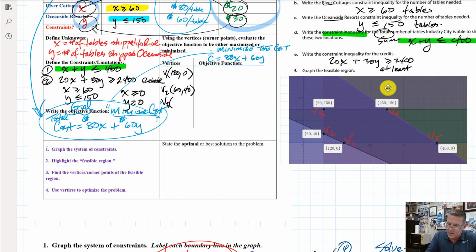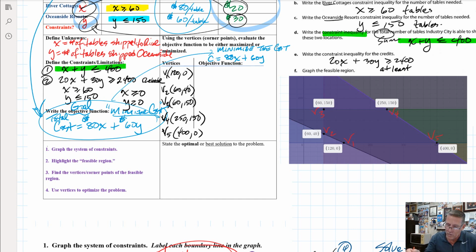V3, 60, 150. V4, that's 250, 150. And then the fifth one here, 400, 0. So once you write down all your vertices here, then you can get started, maximizing or minimizing whatever you're trying to do. In this case, we want to minimize the cost.